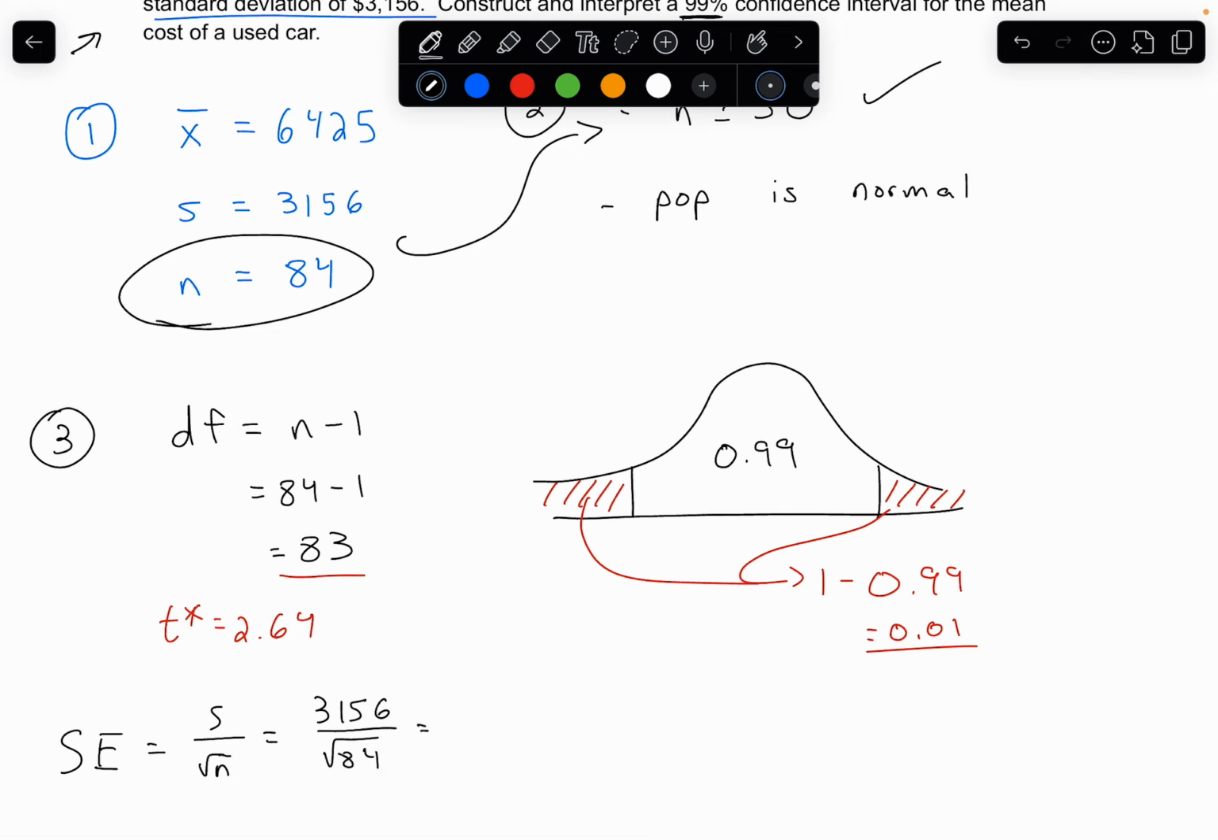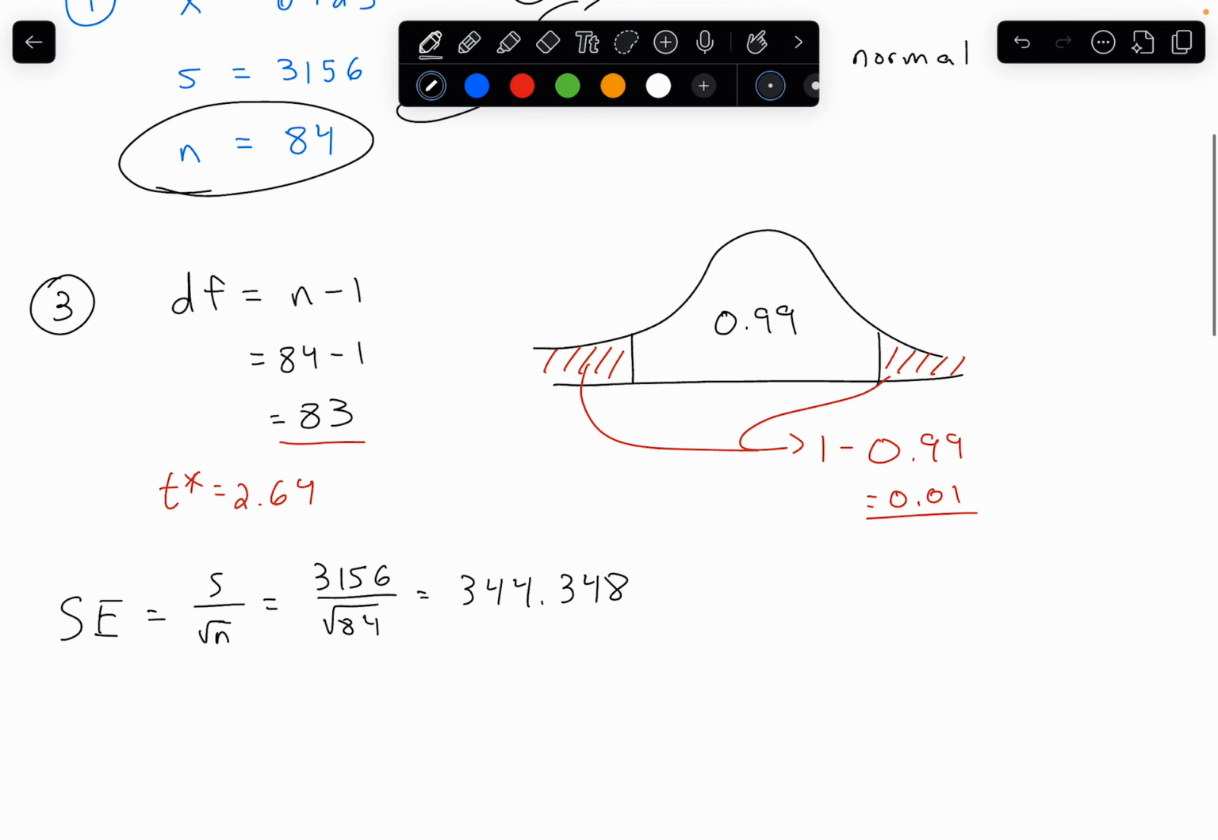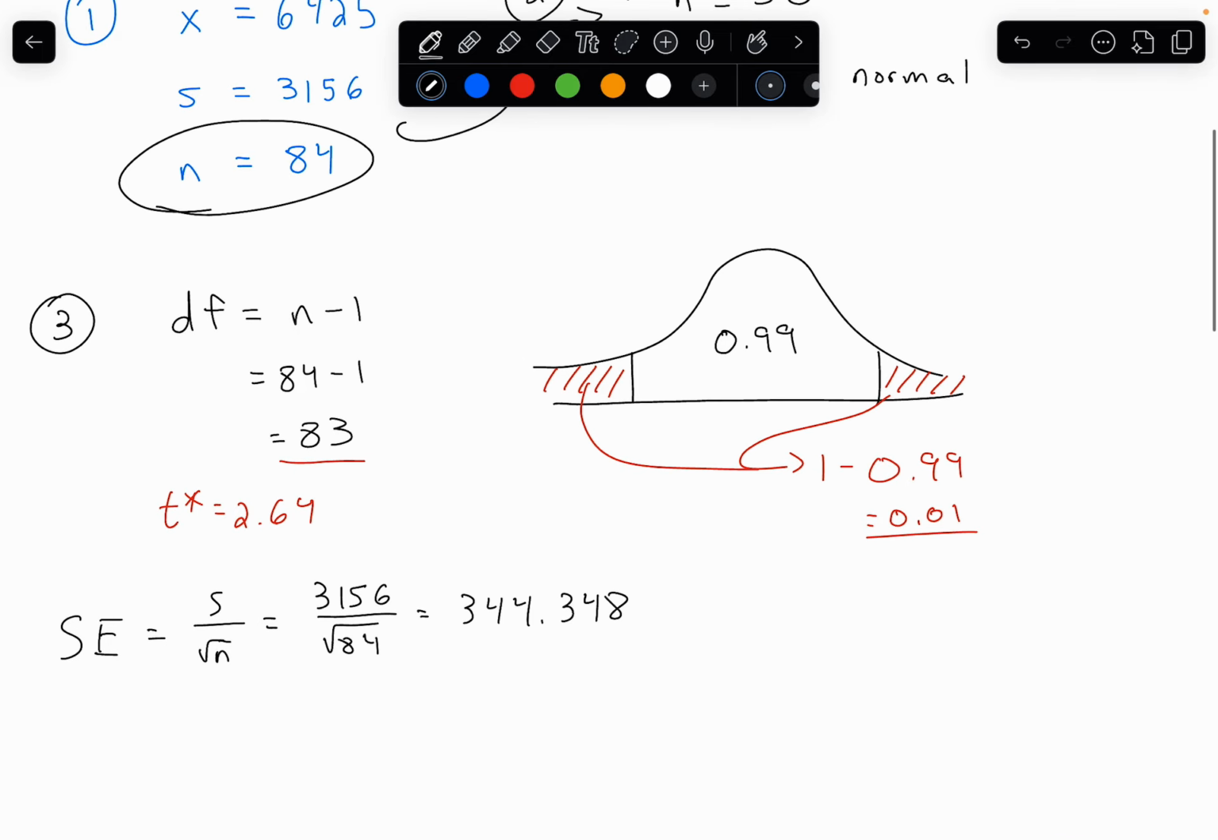So let's see, 3156 divided by the square root of 84. I ended up with 344.348. I like to generally round to 3 decimal places unless I need more precision. I think 3 will be just fine for us here. So there's my standard error.